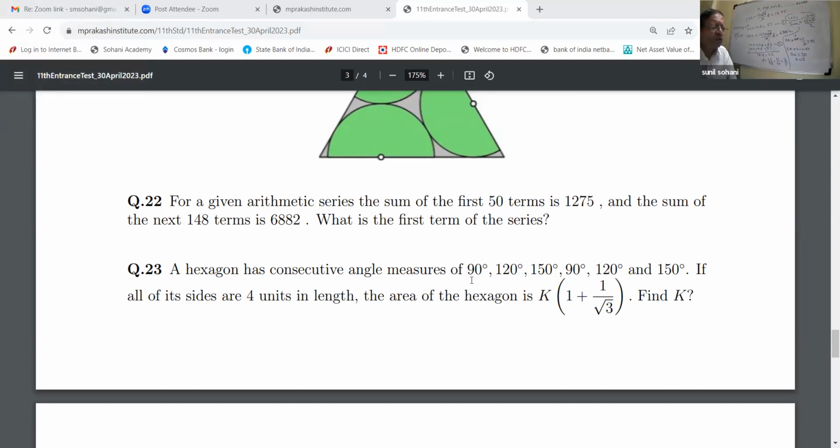First of all, I want you all to go through the question. A hexagon has consecutive angle measures of 90, 120, 150, again 90, 120, 150. And if all of the sides are 4 units in length, we have to find the area of hexagon, which is given as k times (1 plus 1 upon root 3), and then find the value of k. So that is the question. I'm stopping the screen sharing of the question. I hope everybody can see that question on mprakashinstitute.com's website.